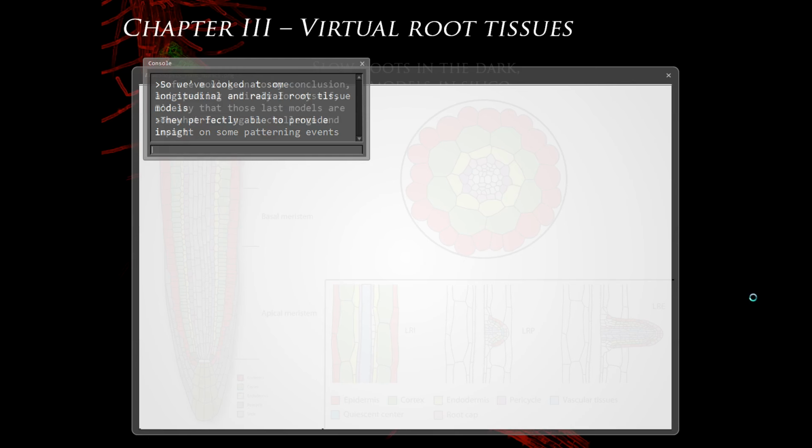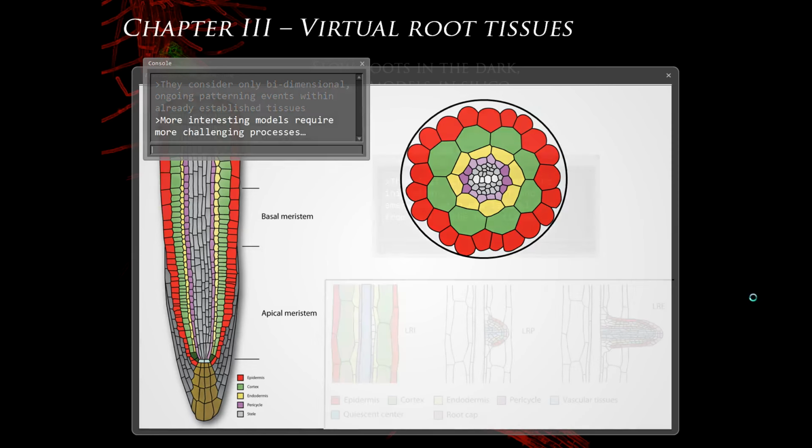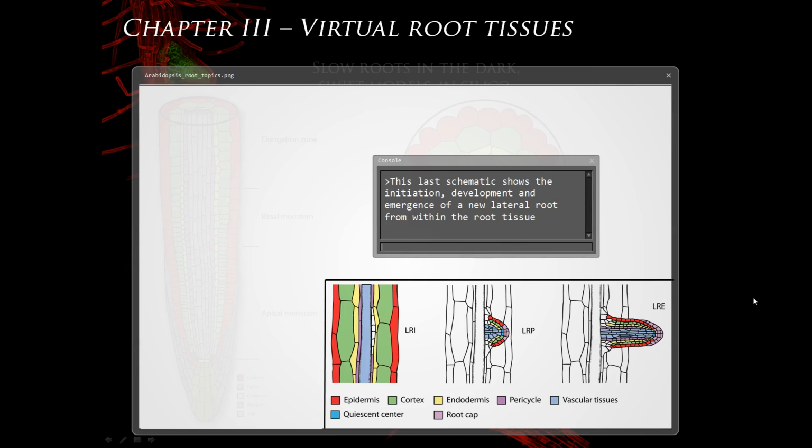But before moving on to my conclusion, I'm speaking entirely for myself, I'd like to say that those last models are somewhat lacking in challenge and impact. And I guess I'm not making any friends here. But why? Because they consider only bidimensional ongoing patterning events within already established tissue. And I guess that more interesting models would require more challenging processes, such as, for example, the initiation, development, and emergence of a new lateral root from within the root tissue.